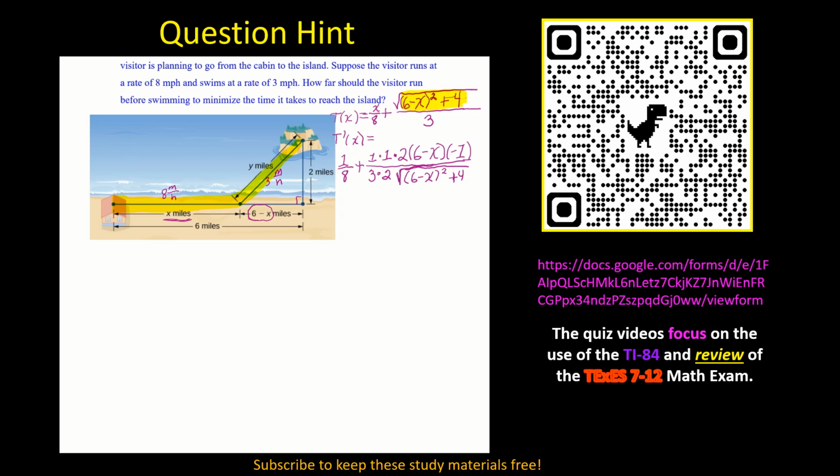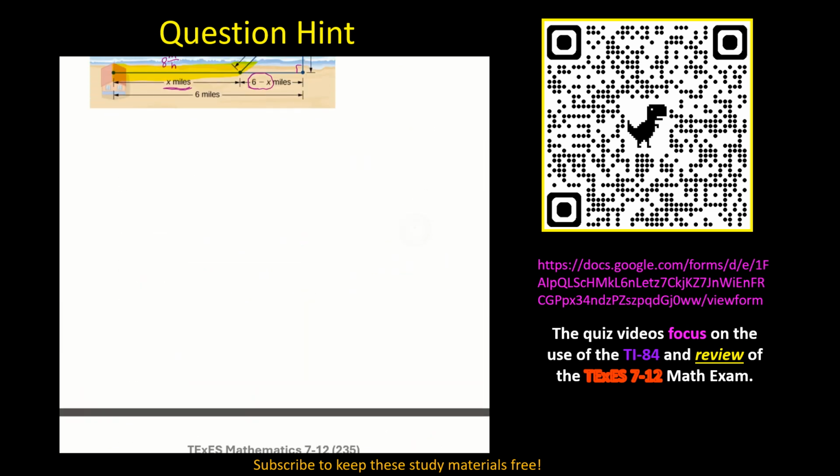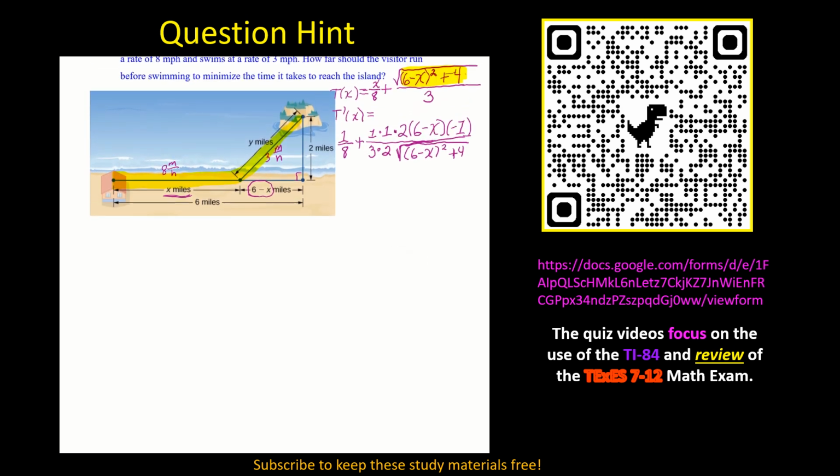Now let's clean this up. Let's rewrite the entire thing over here. So we have the first derivative, our T prime of x, and then we have 1/8 plus, well, 1 times 1 is 1.